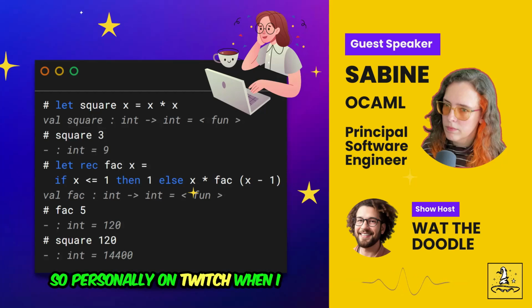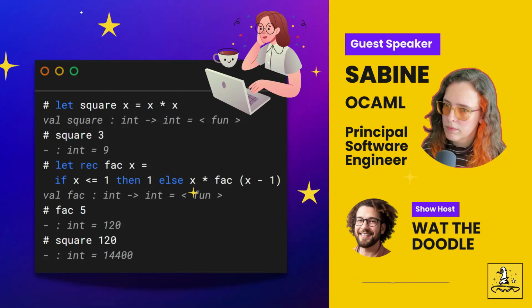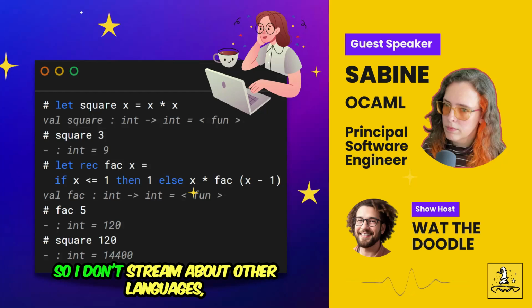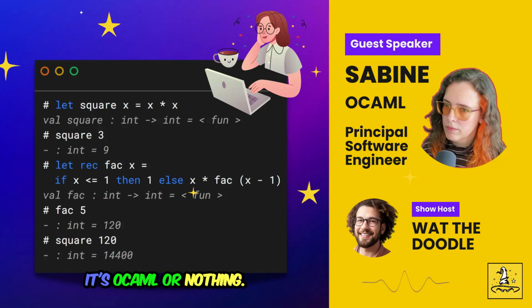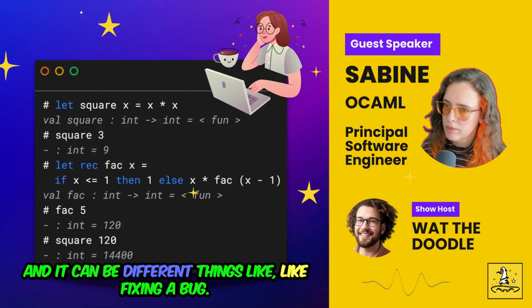So personally on Twitch, I stream about OCaml. I don't stream about other languages, and I don't really stream about unrelated stuff. It's OCaml or nothing. And it can be different things.